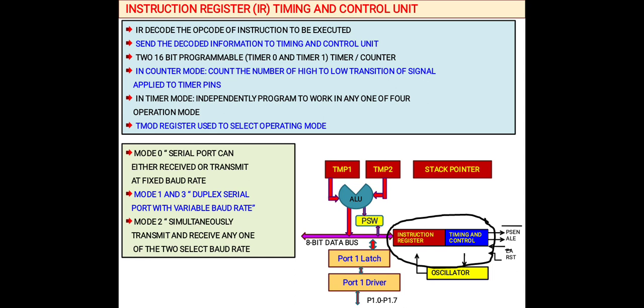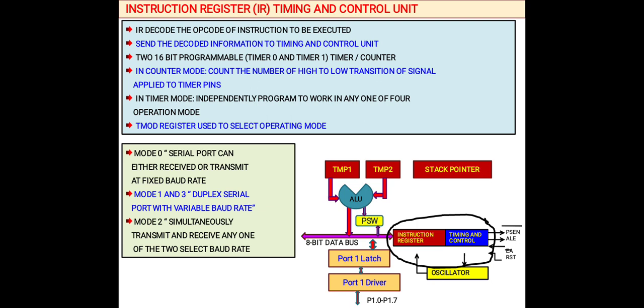Two 16-bit programmable timers, timer 0 and timer 1, timer or counter, are present. In counter mode, they can count the number of high to low transitions of the signal applied to the timer pins. In timer mode, they can be independently programmed to work in any one of the 4 operation modes: mode 0, mode 1, mode 2 and mode 3.